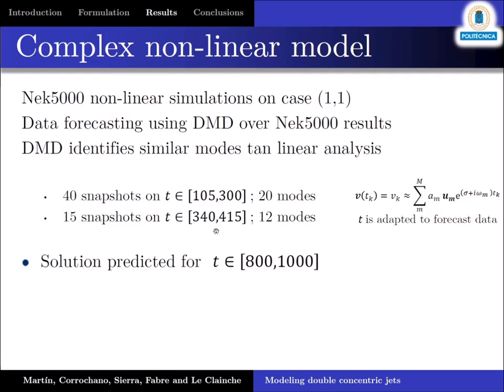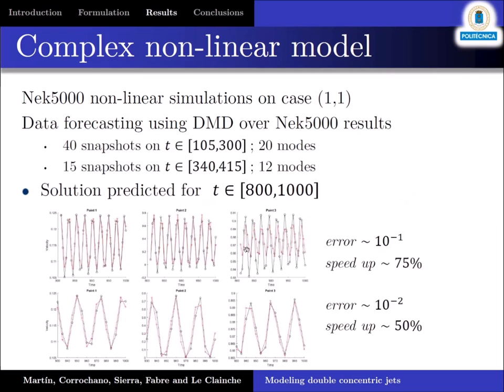Next, we adapt the temporal term to predict the solution in this time interval. Here, we compare the exact solution, the black line provided by the Nek5000 simulation, and the predicted one, the red line, that would be the solution by the DMD model. The computational cost, as we can see, is reduced with these corresponding errors in both cases.